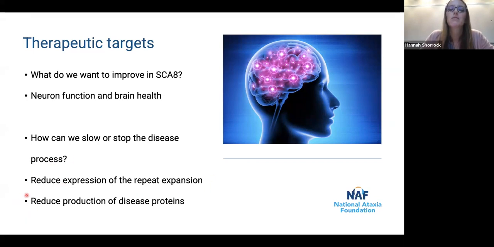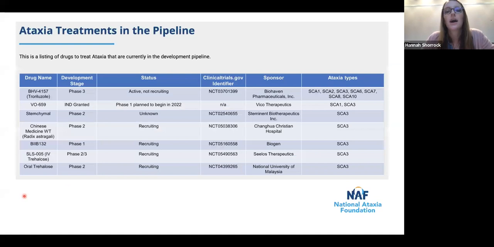We can also think about reducing the production of some of those disease proteins that I've mentioned earlier. So let's think first about how we can improve neuron function and brain health. I've just pulled this table from the National Ataxia Foundation website, and it lists most of the clinical trials that are active or recruiting or planned for some of the spinocerebellar ataxias.